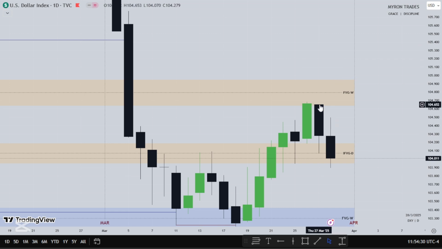But look at what Thursday did. Traded down. So in here I was looking for sales on GU, EU, gold as well. But you can see what dollar did.